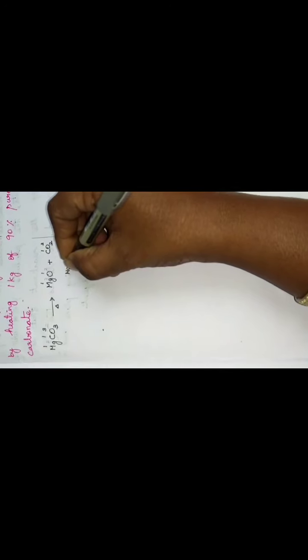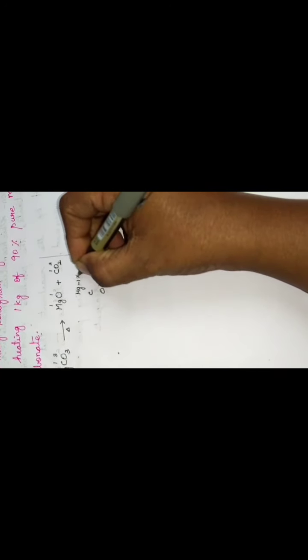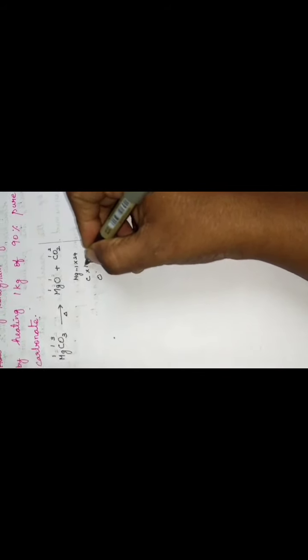Okay, now magnesium carbonate. What are its elements? Magnesium, carbon, oxygen. 1 magnesium, multiplied by the atomic weight 24. Carbon, how many? Only 1 carbon, multiplied by the atomic mass 12. And how many oxygen? 3 oxygen, multiplied by the atomic mass 16. 1 times 24 is 24, 1 times 12 is 12, 3 times 16 is 48. Adding them gives 84 grams of magnesium carbonate.